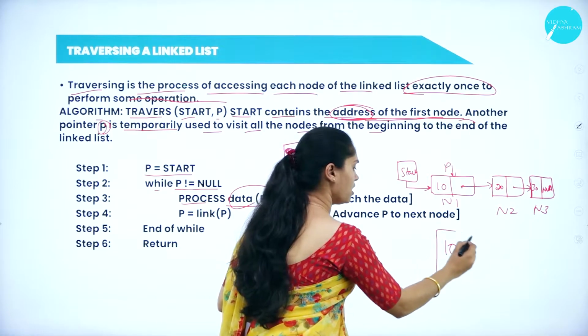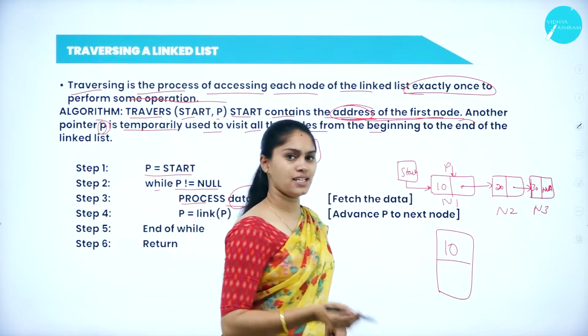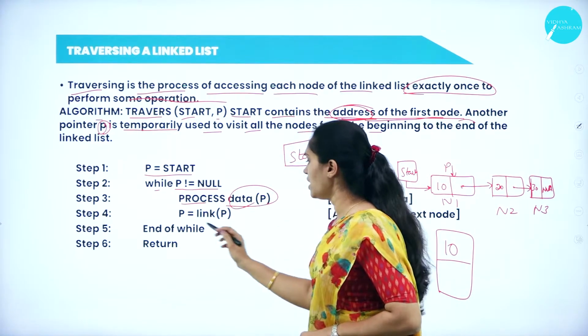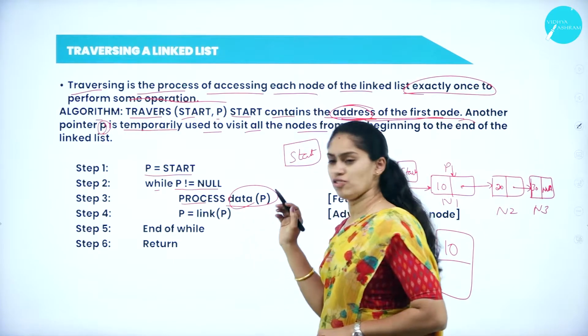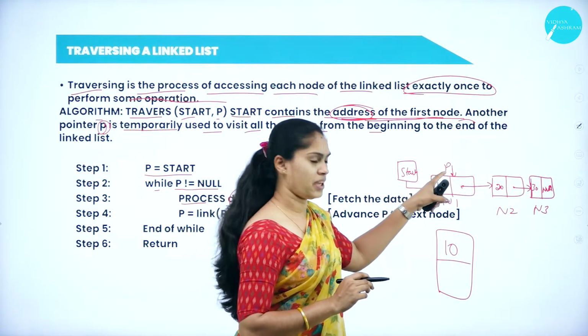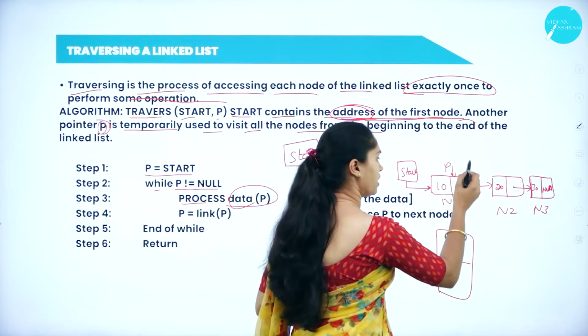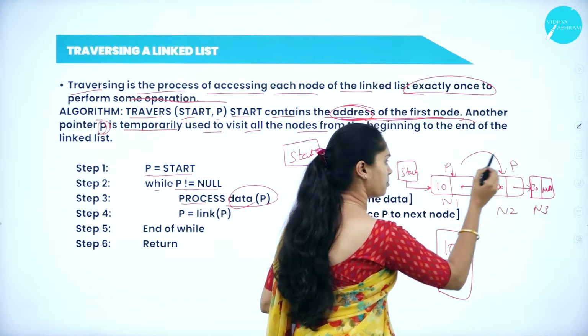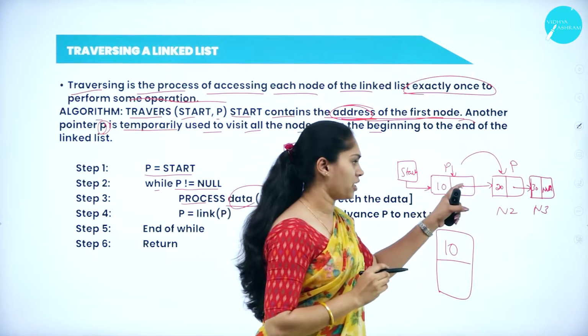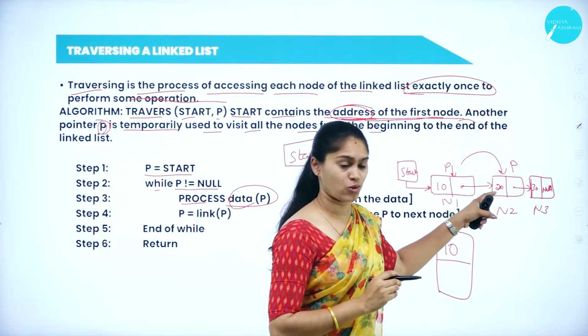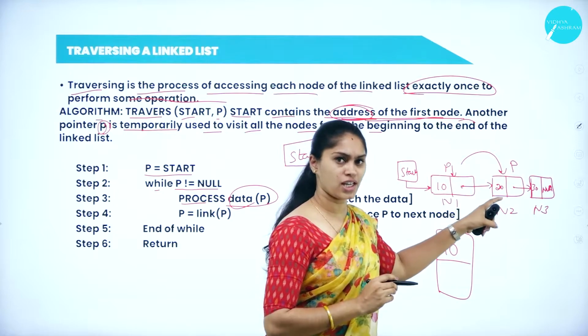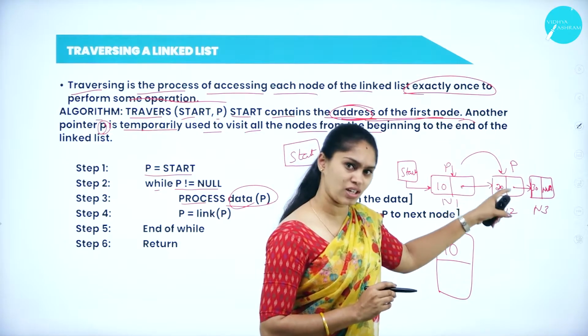I have visited the first node and its data is 10. So next is what? P is equal to link of P, so that this P will have the address of the next node. Then this P will come here. That becomes what? It will point to the link of the next node. Then again I am going to check whether this P is equal to null or not.